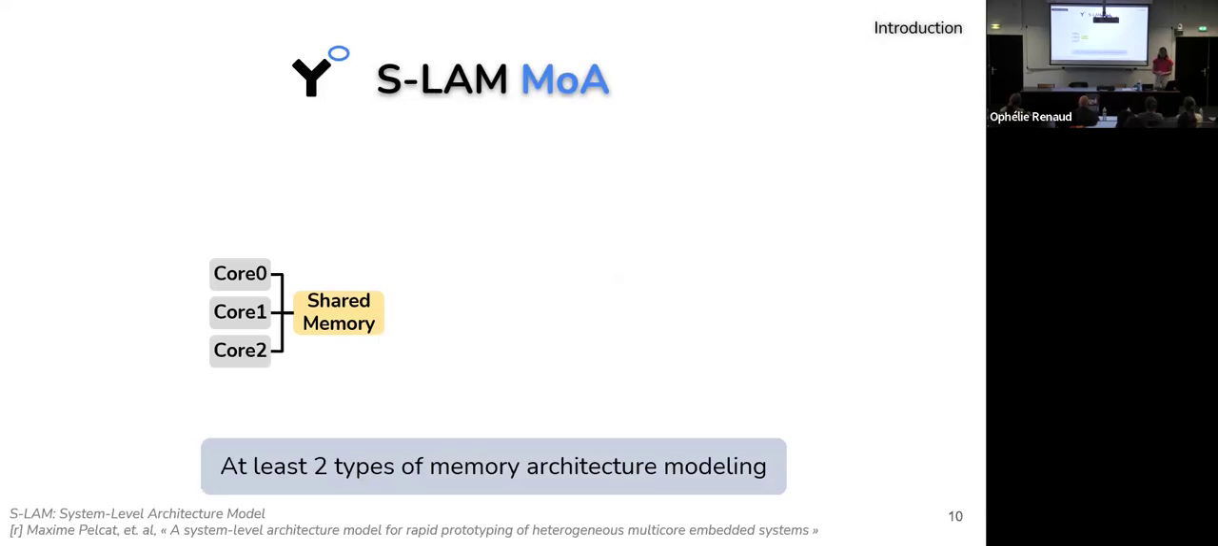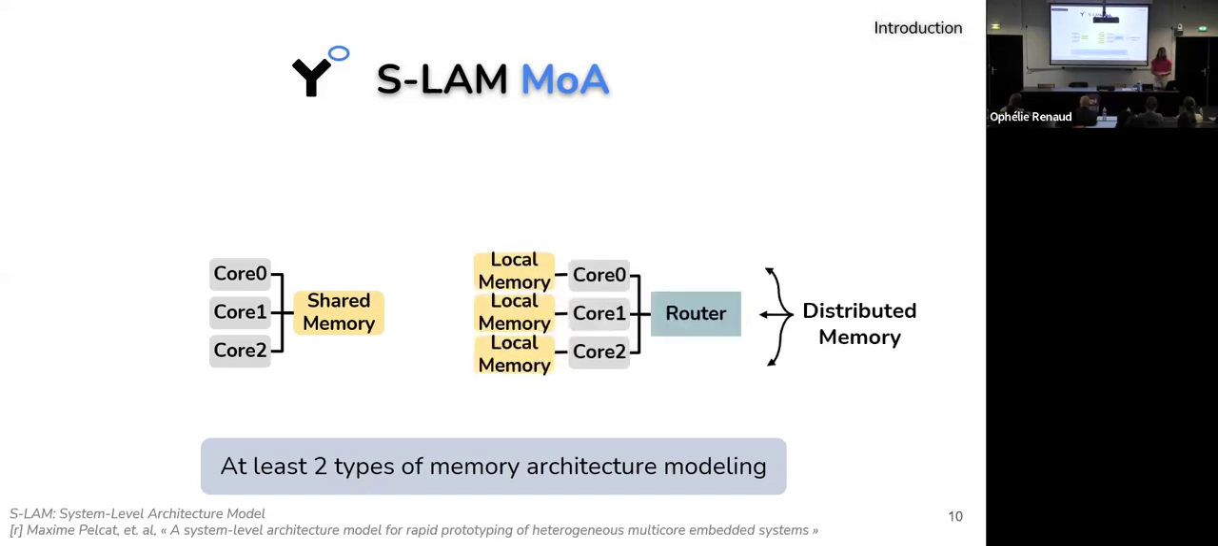So, for example, in shared memory, all processing elements communicate through a common memory. And in opposite, in distributed memory, each processing element has its own local memory and communicates through a network.